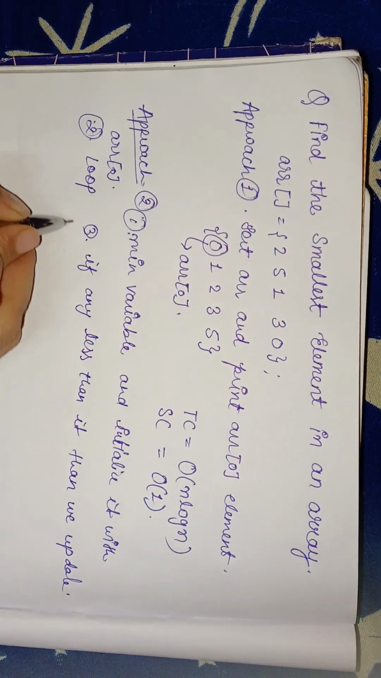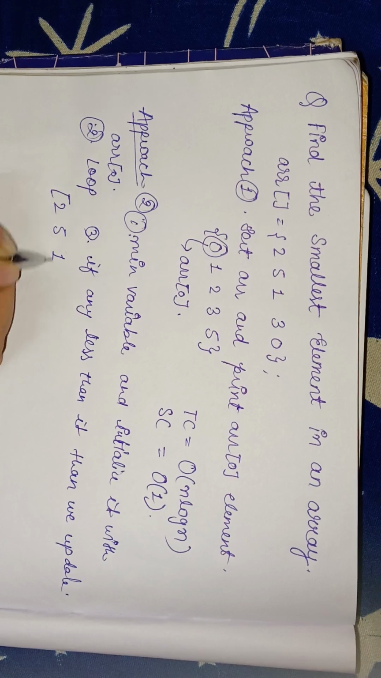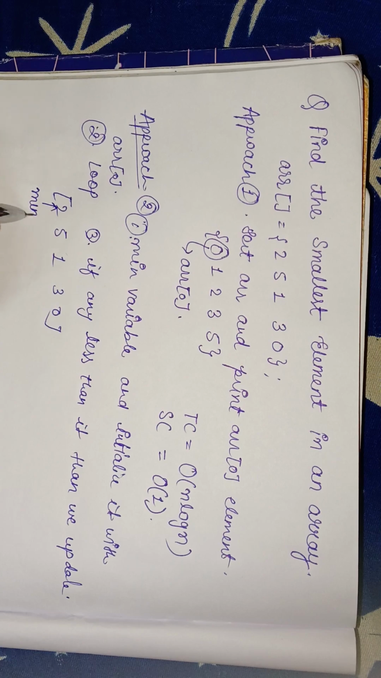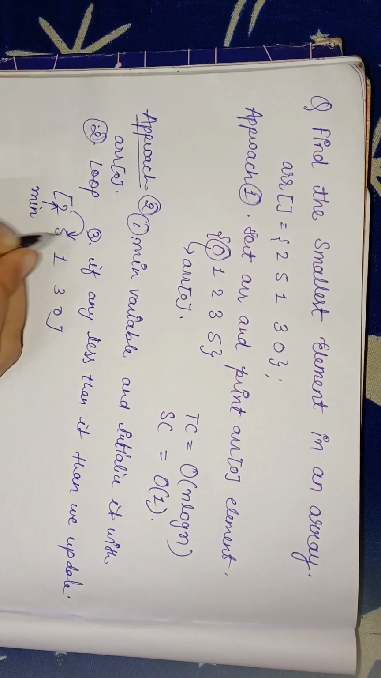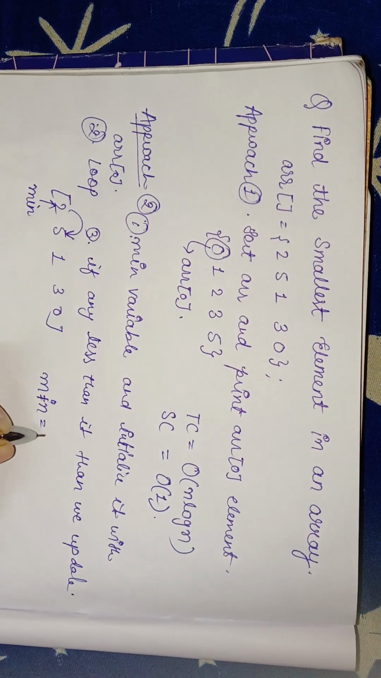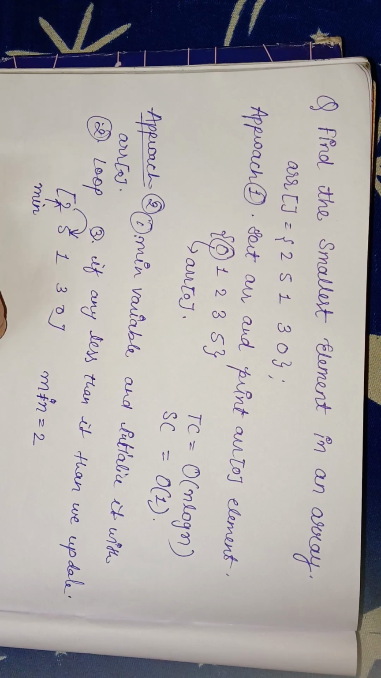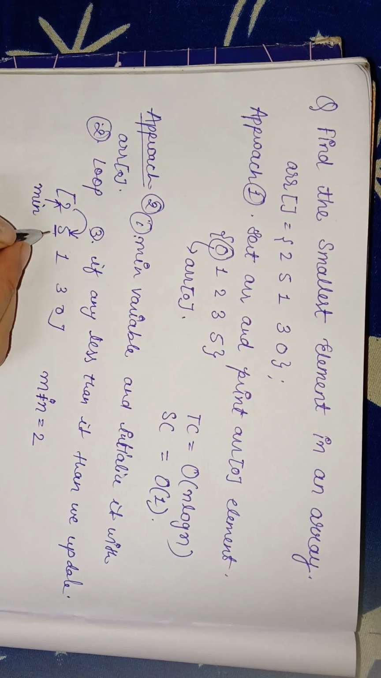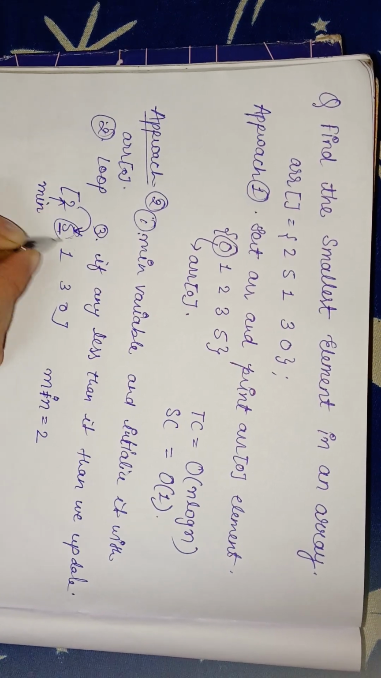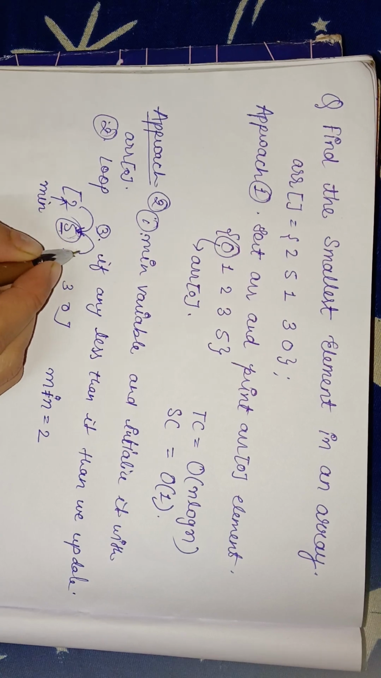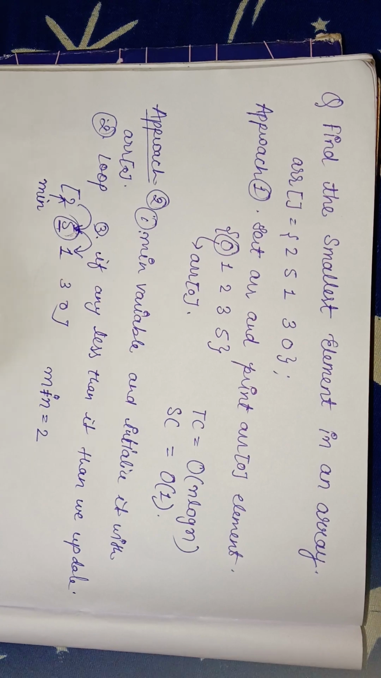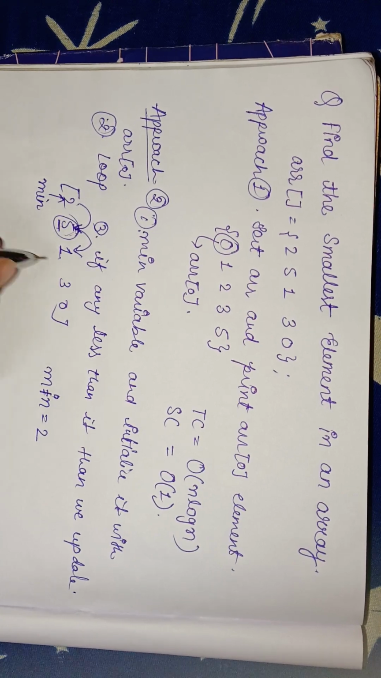So how does this work? Our array is 2, 5, 1, 3, 0. Like first we take this element as the min element. So in min we store our first element, that is 2. Then we come to the next element 5. Is 5 less than 2? 5 is not less than 2. So we move to the next element. Is 1 less than 2? Yes, 1 is less than 2.